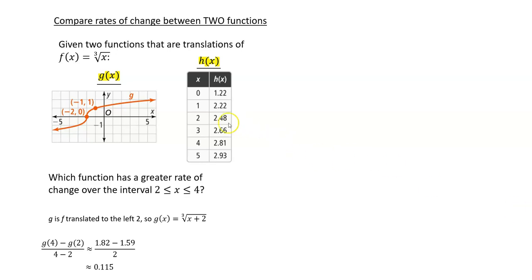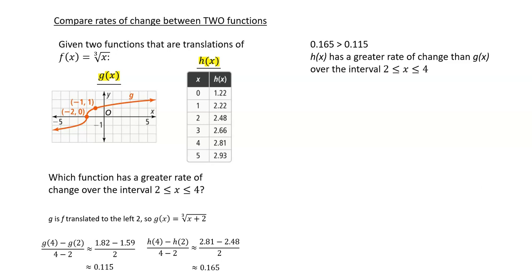For h, we can just use the values in the table. We have 2 is 2.48 and 4 is 2.81. Using those values, we can find the rate of change for h is approximately 0.165. So which one has a greater rate of change? Since 0.165 is greater than 0.115, h of x has a greater rate of change than g of x in the interval x between 2 and 4.